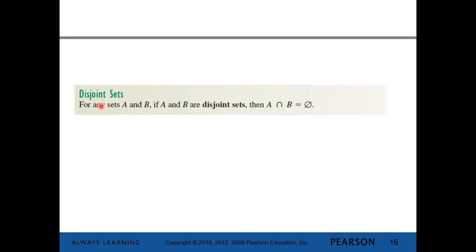Now one of the properties of disjoint sets is for any two sets, if they are disjoint, right, then the intersection is empty, right? There's no intersection. They don't have anything in common. So the intersection of A and B, if they are disjoint sets, is the empty set, which means because the intersection is empty. So we get the empty set. So A intersect B is the empty set if they're disjoint.